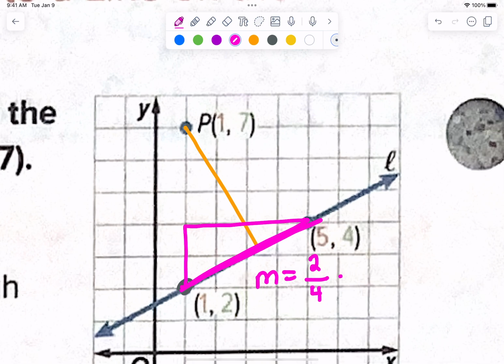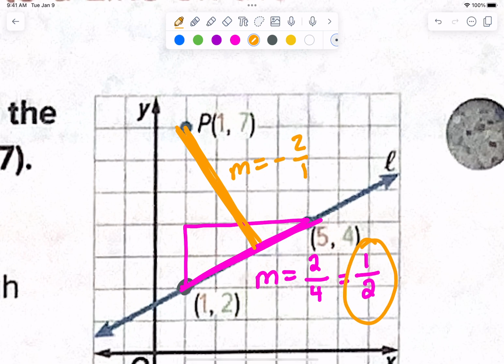Over 2, up 4, or I think it was Brian maybe, who said 1 over 2. Yeah, Brian said 1 over 2. So that's my slope, right? Now, here's the deal. If this line is perpendicular, what's perpendicular to 1 over 2? What does this slope have to be? -2 over 1, or just -2, right? His slope would have to be -2.